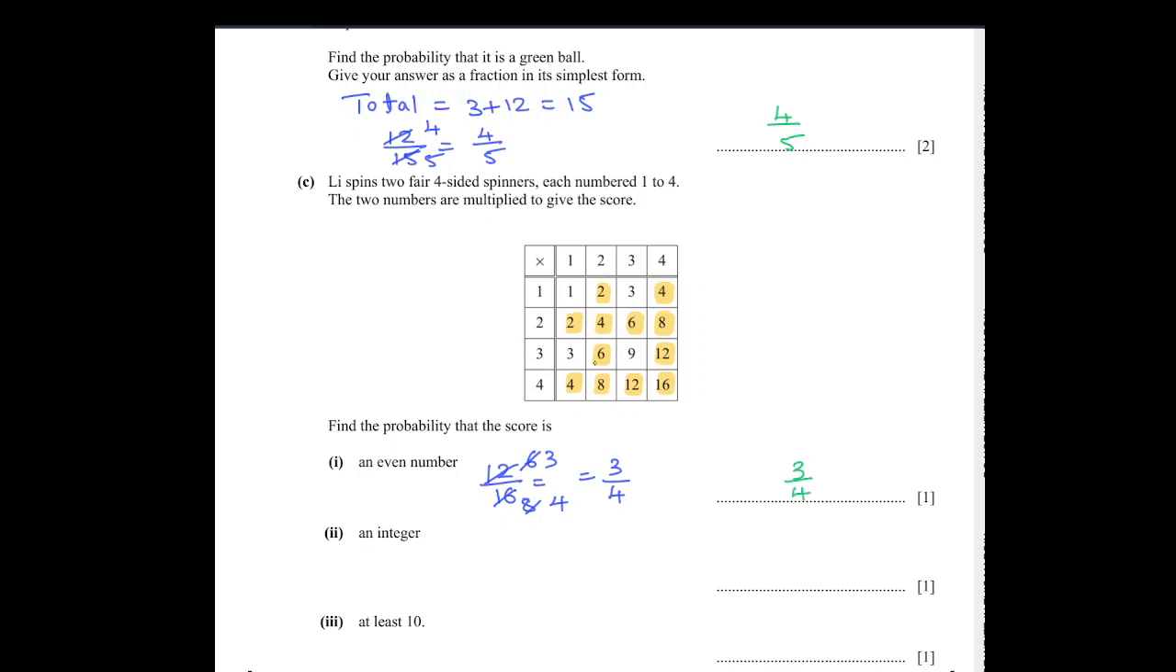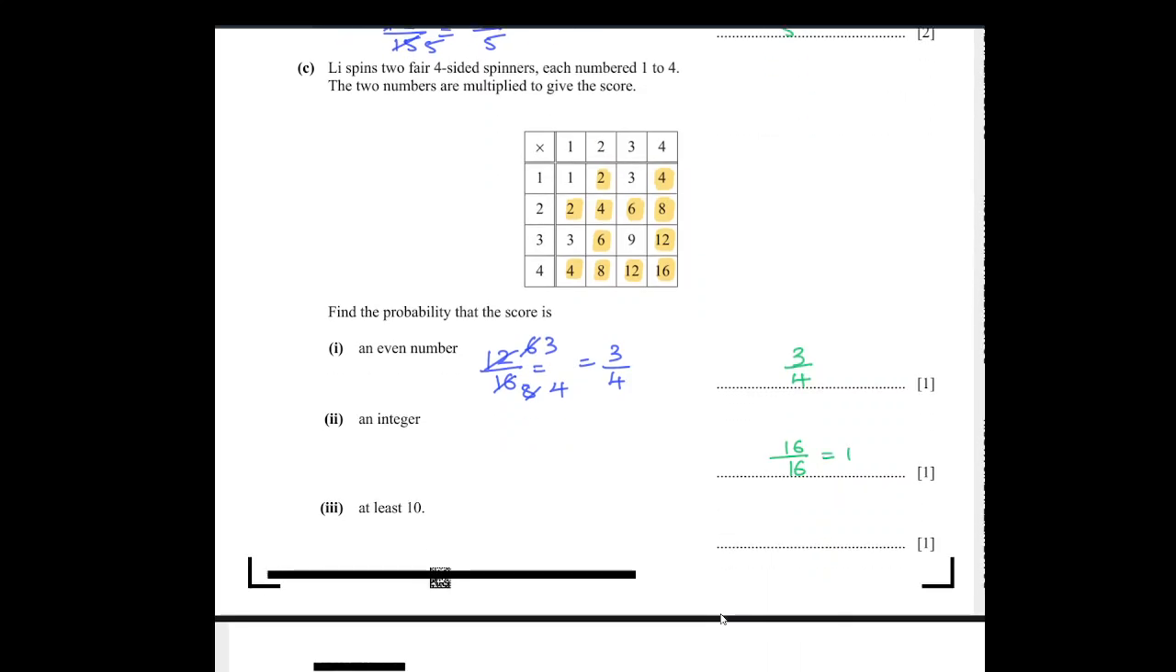An integer. All these numbers are integers. So it is 16 by 16. All the 16 numbers are integers. So 16 by 16, 1 whole. And at least 10. Now at least 10 means it should be 10 and more than 10.